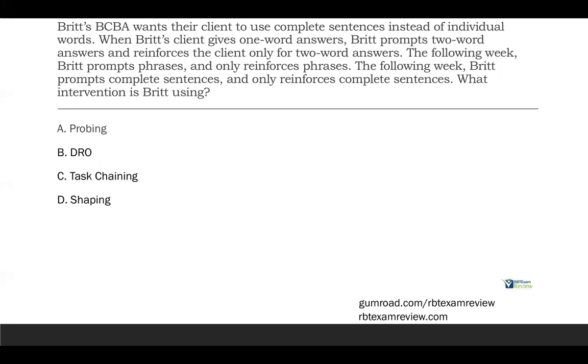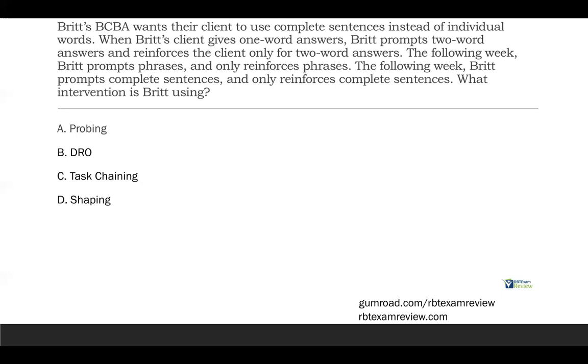And when we're reinforcing successful approximations, what are we doing? Are we probing? No, remember, with probing, we're just asking to see what the client could do. We're just trying to determine a skill level. DRO, no, there's no differential reinforcement of other behavior going on. We're not reinforcing for the absence of a behavior or reinforcing for an actual behavior. So B is out.